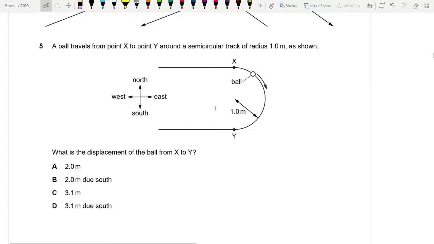5. A ball travels from point X to point Y around a semicircular track of radius 1 meter, as shown. This is a common MCQ. I've seen this before. What is the displacement of the ball from X to Y? So this is our radius, 1 meter, and this is our diameter, 2 meters, which is the diameter of the semicircle. So it's 2 meters due south, right? This is south from X. Y is 2 meters due south from X.